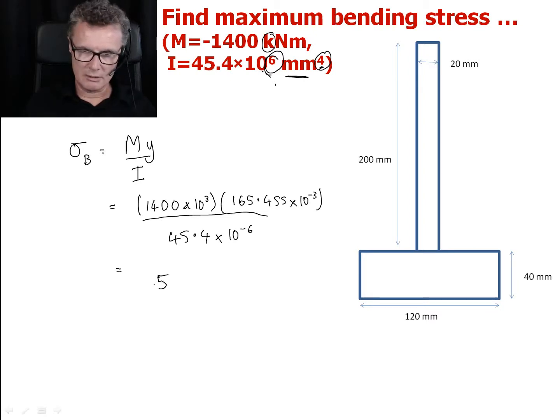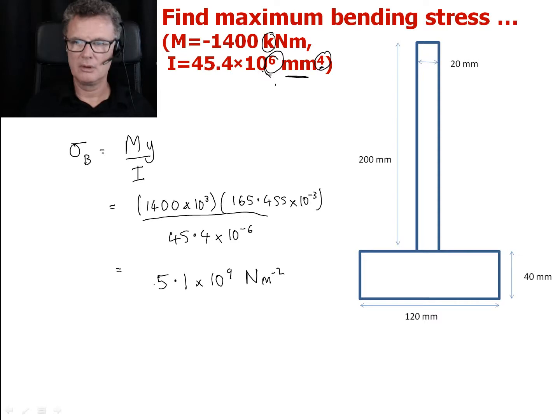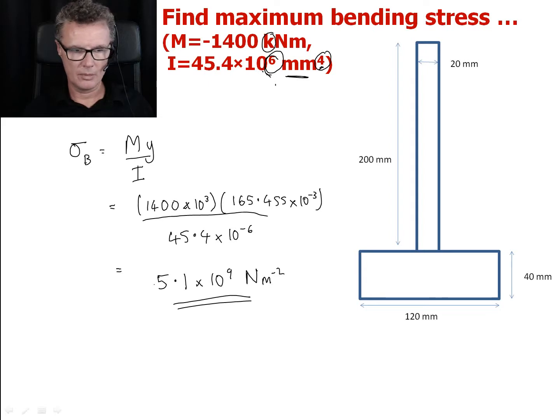So it is 5.1 times 10 to the power 9, and I'll be working in, let's say, newtons per meter squared. That's well beyond most stress limits for most metals, so I would imagine this thing will break. Okay, so watch out, make sure you convert all your units correctly into SI units. And stop my video.